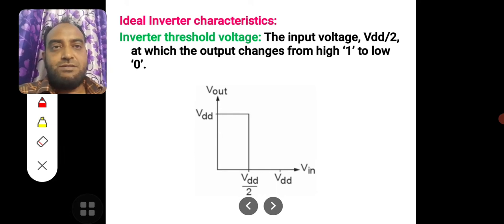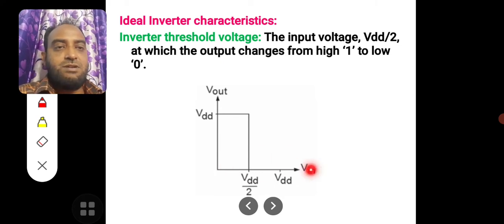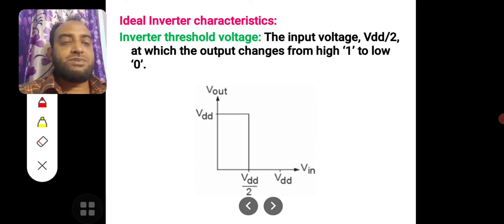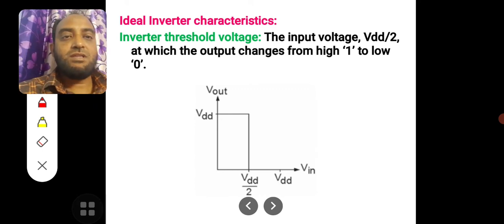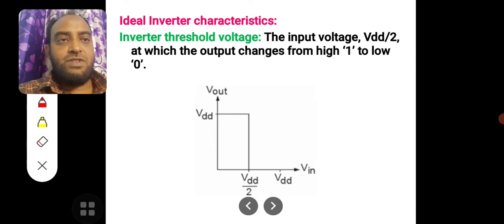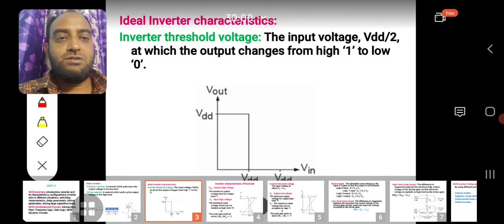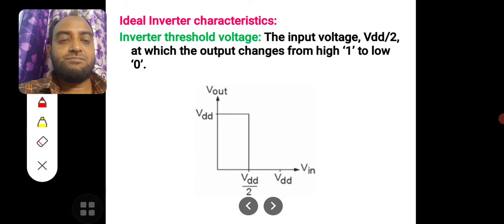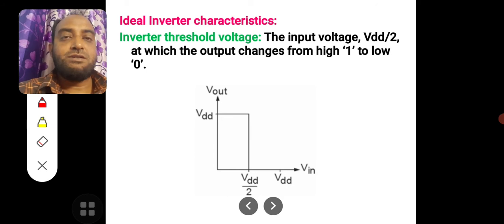In this lecture, we'll discuss the ideal and practical characteristics of an inverter. Consider this waveform. The x-axis is the input axis and the y-axis represents the output. When the input is at 0, the output is at VDD, which is the basic property of the inverter.